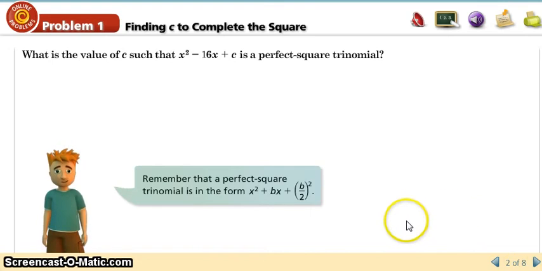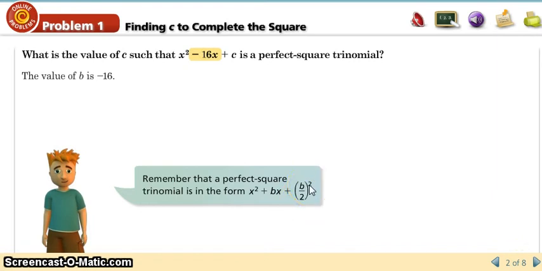Remember that a perfect square trinomial is in the form x squared plus b times x plus the quantity b divided by 2 squared. Now this is taking... The value of b is negative 16. This is taking what we did with perfect square trinomials one step further. So I want you to have this. Please make sure this is written in your notes right here. To have a perfect square trinomial, to get C, to get that last number there, you take the value of b, divide it by 2, and then square it.